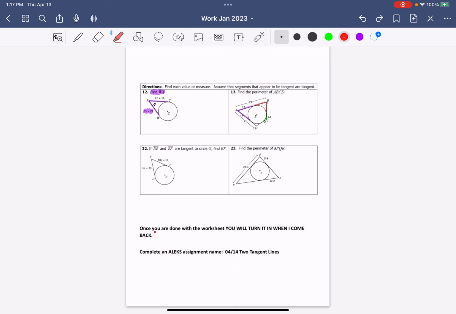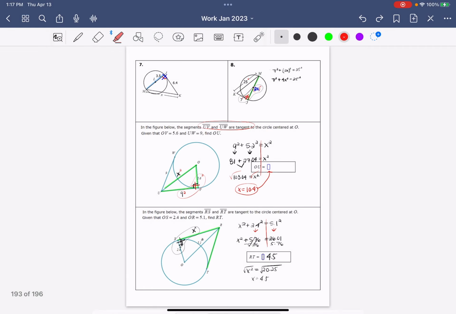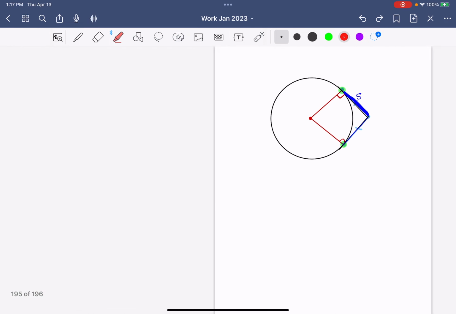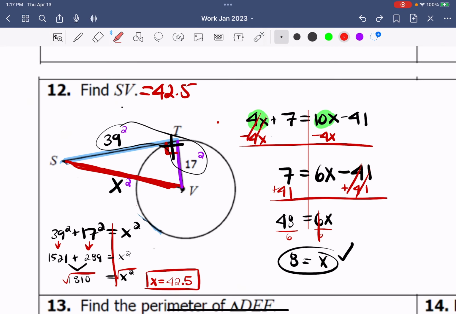The Alex assignment is from the last video. It's the exact same work as this one. This is your Alex assignment. The best way I can describe it, it is like this one right here. So you should be able to complete the Alex.